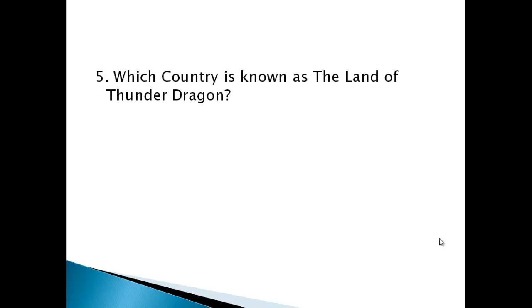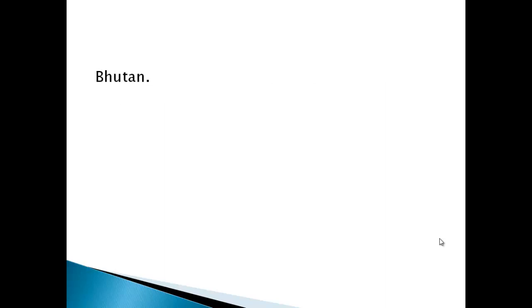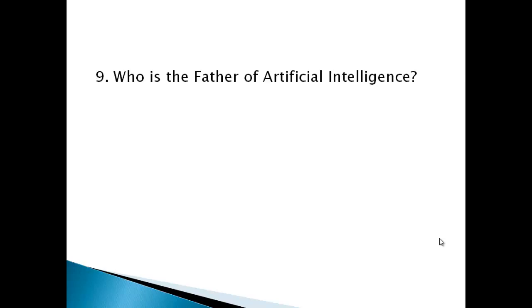Which country is known as the land of thunder dragon? Bhutan. Where is the headquarters of ISRO? Bangalore. What is the first Indian satellite? Aryabhatta. Which is the first calculating device? Abacus. Who is the father of artificial intelligence?